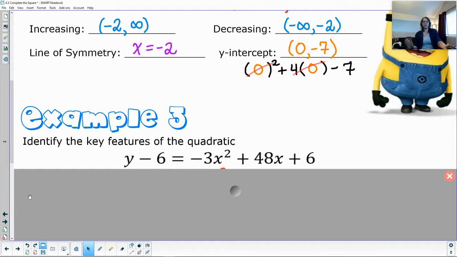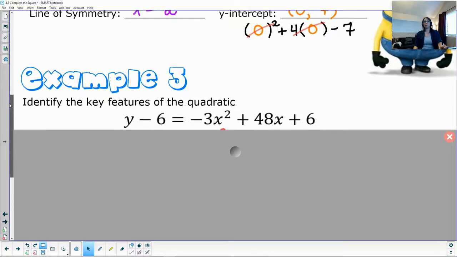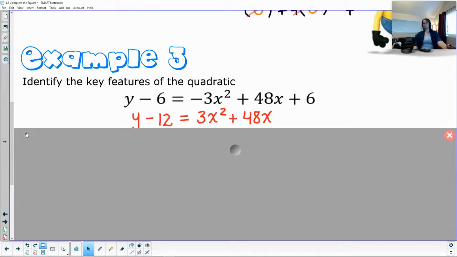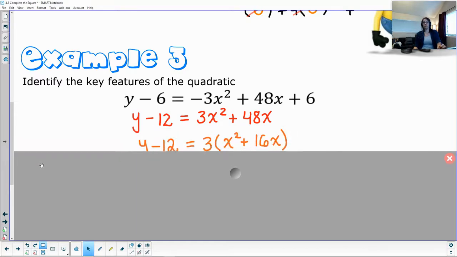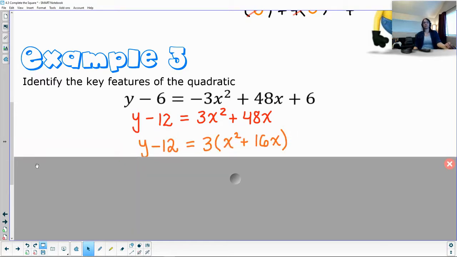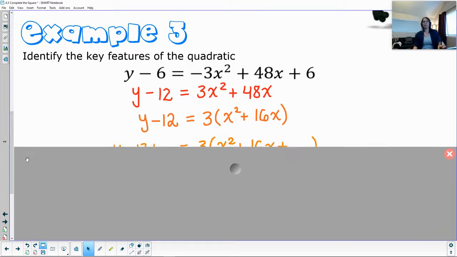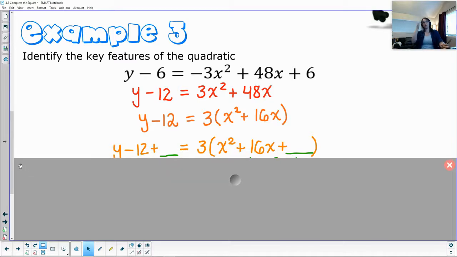Okay, well, this one has a lot to it. So first thing I'm going to do is hopefully move that 6 over. So I'm going to subtract the 6. Ooh, I do have a 3x squared, so I do need to factor out that 3 from both sides. Okay, now I'm going to try to complete the square, make it a perfect square trinomial. So that means I need to add a blank on both sides, because again, if I add it to one side, I have to do it to the other.